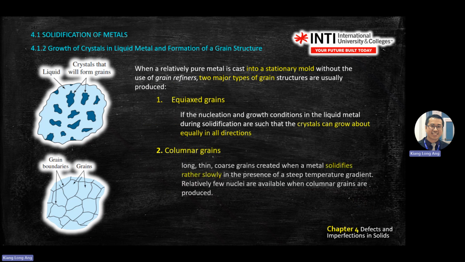Okay, there are two types of grain in casting, for example. You have equiaxed grain and columnar grain. Equiaxed grains grow about equally in all directions. Columnar grains solidify rather slowly in the presence of a steep temperature gradient. So what does it mean?